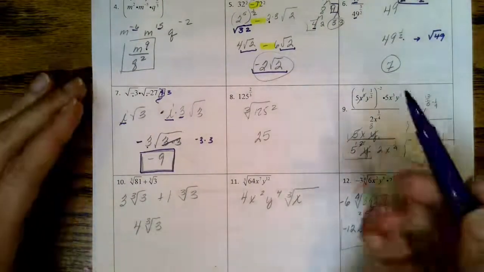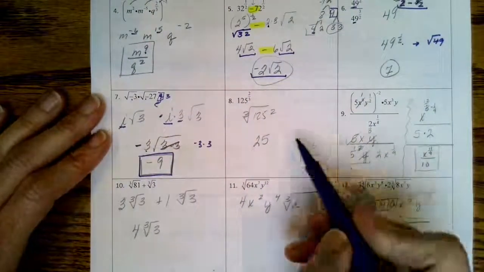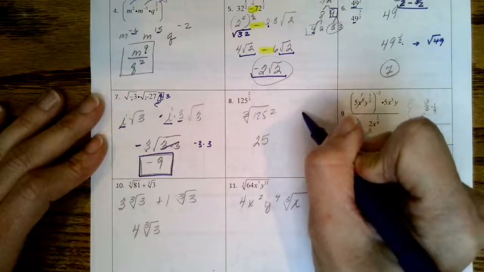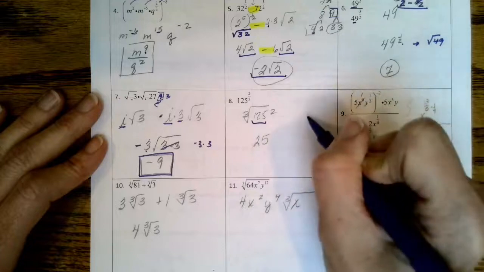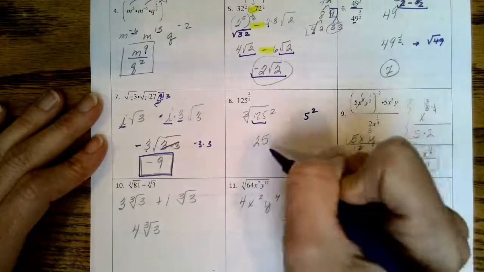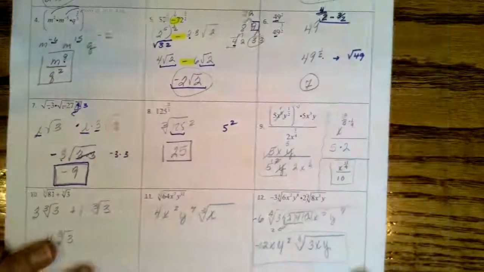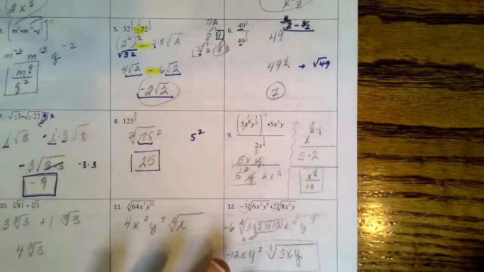Okay, so for number 8, 125 to the 2/3 power, we can rewrite this as a radical if that's easier for you. And you know that the cube root of 125 is 5, so then 5 squared is how we got 25. All right, when we look at number 9, this one can be a little confusing because there's a lot going on here.